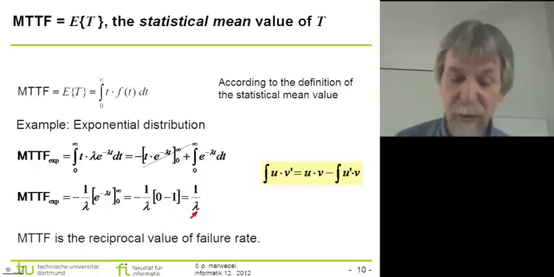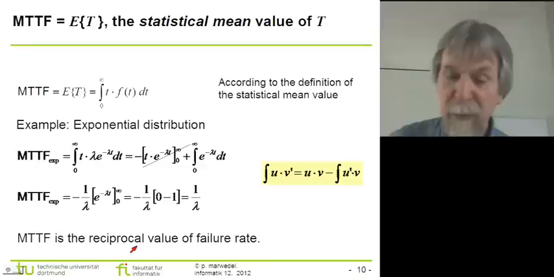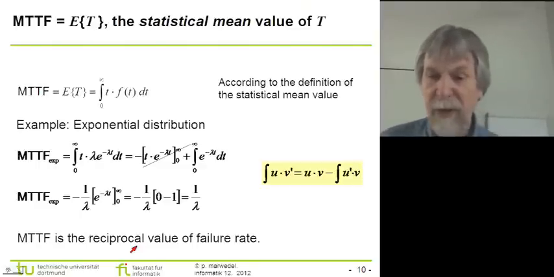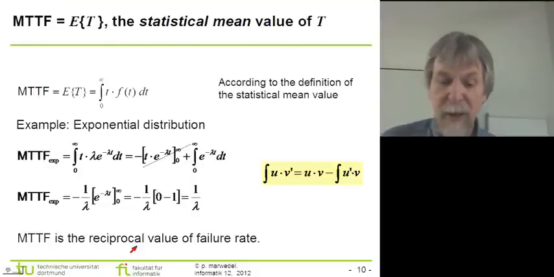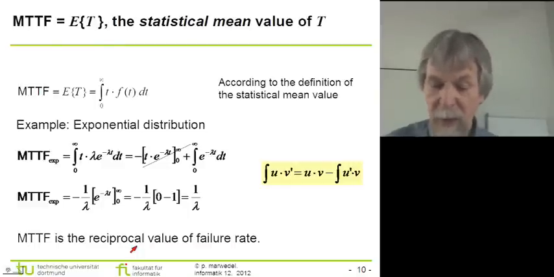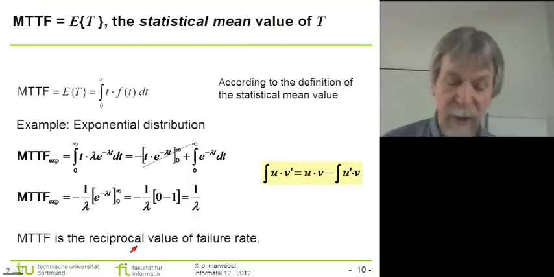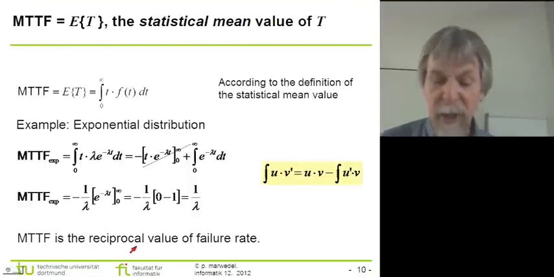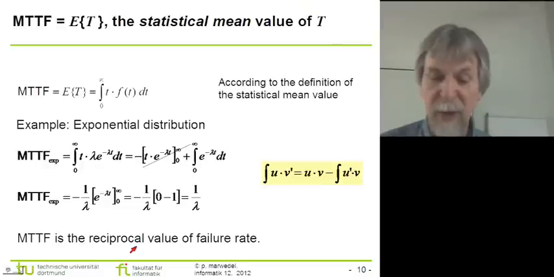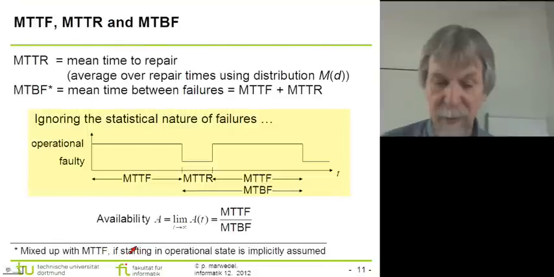Now that's a very interesting result, because that means that the MTTF for the case of the exponential distribution is the reciprocal value of the failure rate. That means, let's say, if we have 100 hours until on the average we observe the first failure, then the mean failure rate is 1/100 in terms of hours. So that is what we are using in day-to-day life anyway, where more or less we are implicitly assuming a constant failure rate, and therefore this modeling by the exponential distribution is appropriate.